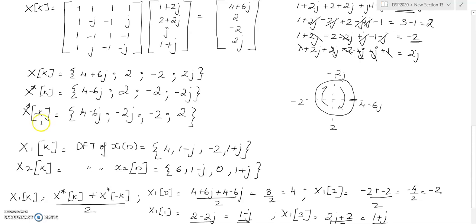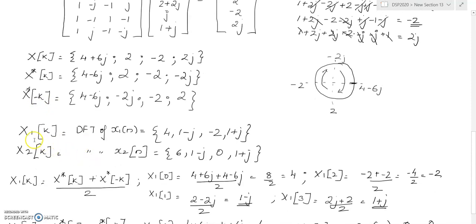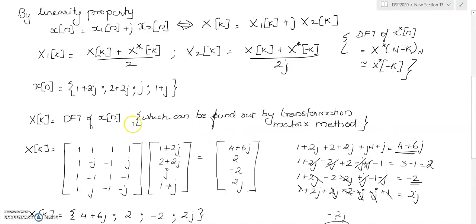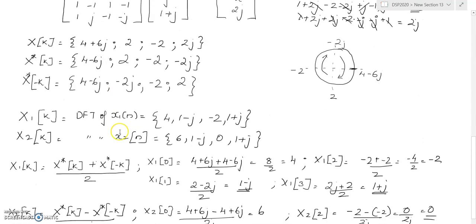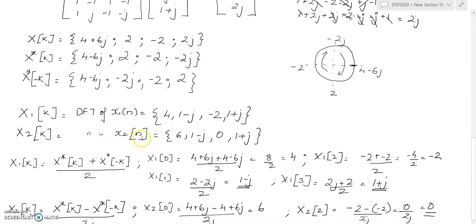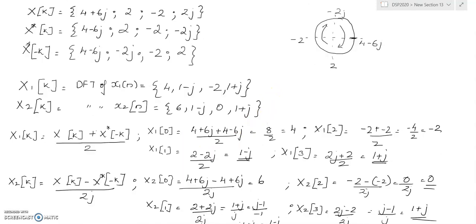But in order to verify the answer, we can compute the DFT of x1 of n, which will give the result 4, 1 minus j, minus 2, and 1 plus j. This is the DFT of x1 of n, which is assumed to be 1 2 0 1, and this is the DFT of x2 of n, which is 2 2 1 1, giving 6, 1 minus j, 0, and 1 plus j. This is just for verifying the answer that we are going to determine.